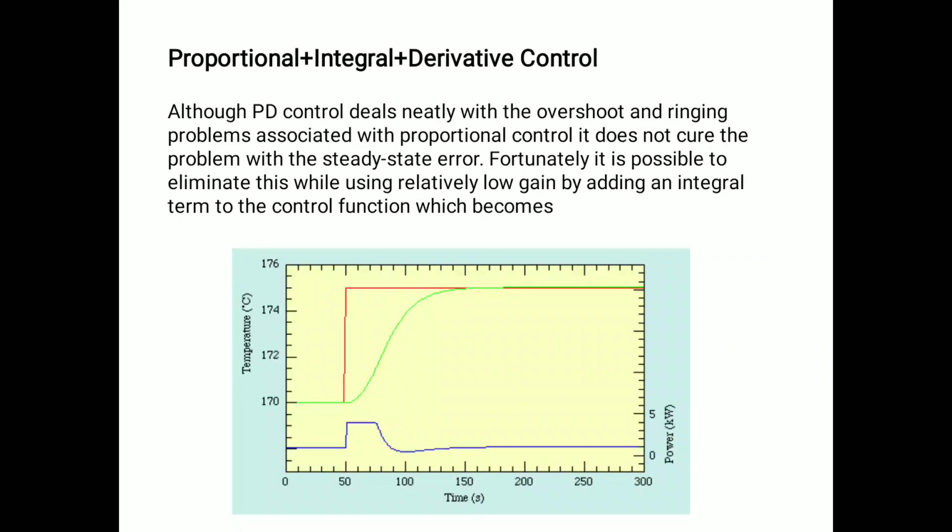Then the third one is the proportional plus integral plus derivative control. Although the PD control deals with the overshoot problem and the ringing problems associated with the proportional control, it does not cure the problem of the steady state error. Fortunately, it is possible to eliminate this while using low gain by adding an integral term to the control function, which becomes like this. This is the PID controller.